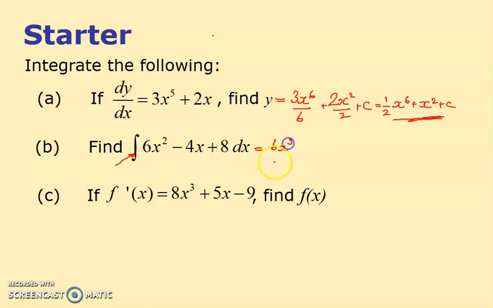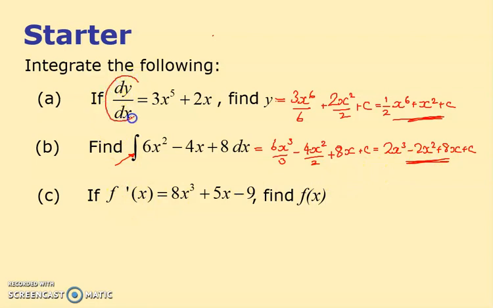6x cubed, add the power, divide by the power, minus 4x squared, add the power, divide by the power, plus 8, and if it's ever got 8, it becomes 8x, plus a constant. So now I tidy up. 6 divided by 3 is 2x cubed. 4 divided by 2 is 2, minus 2x squared, therefore plus 8x plus c. Like that.